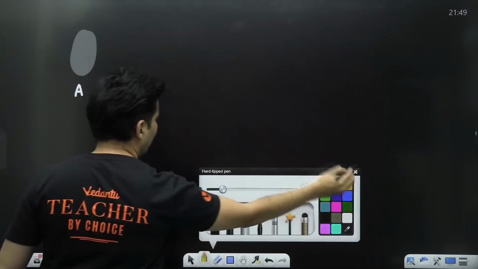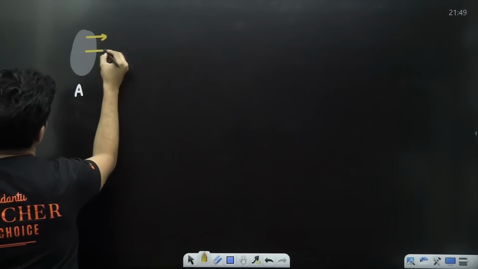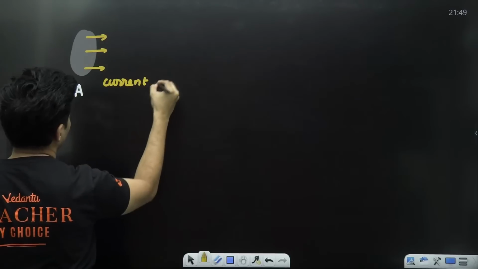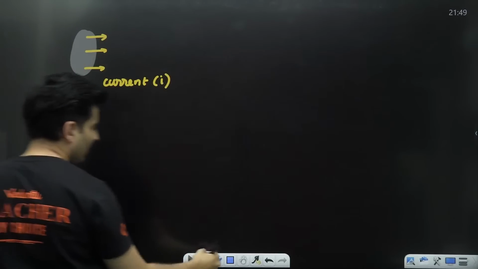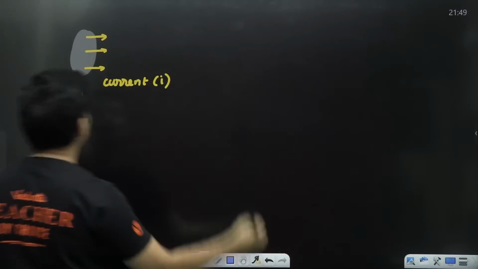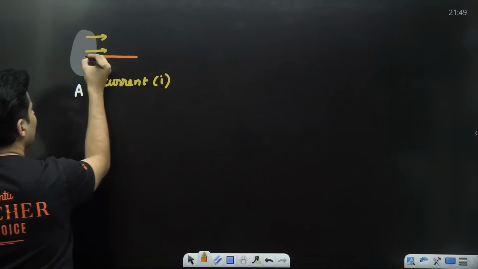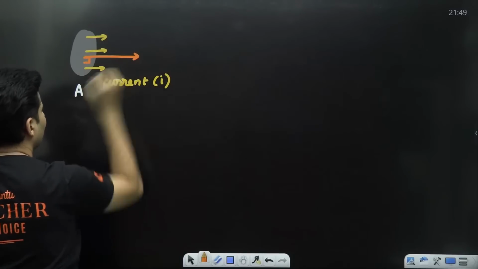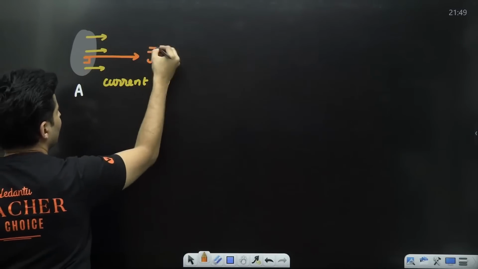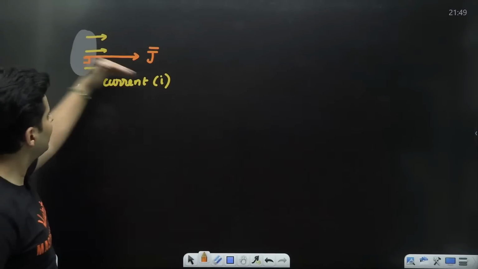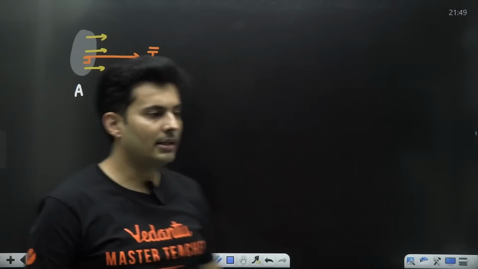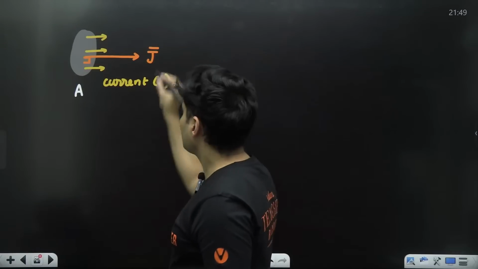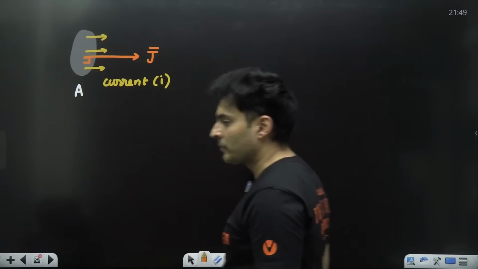Let's say the current flowing through it was like this. The current value was I. Current density is a vector which is perpendicular to that area, in the direction of that current. Okay, and it is a vector in the direction of the current itself. So that's how it has been defined.